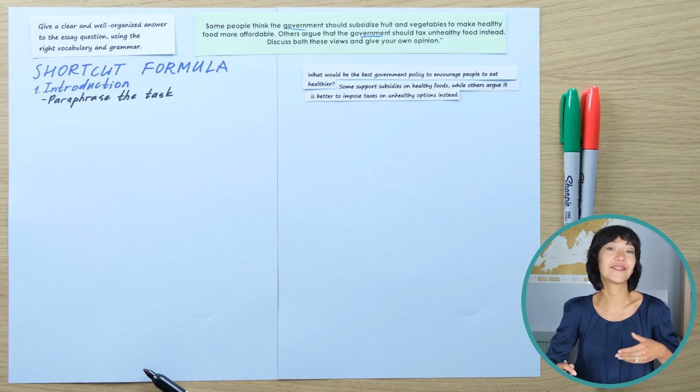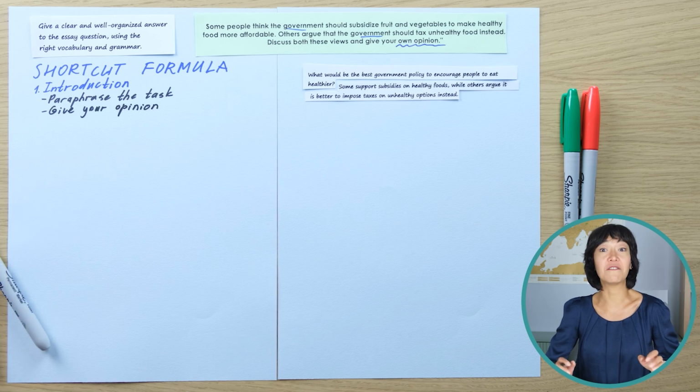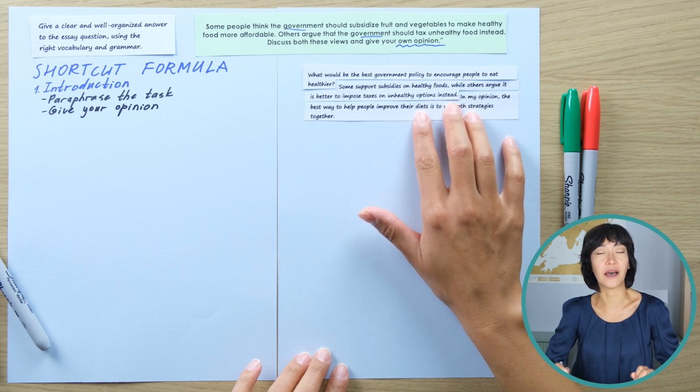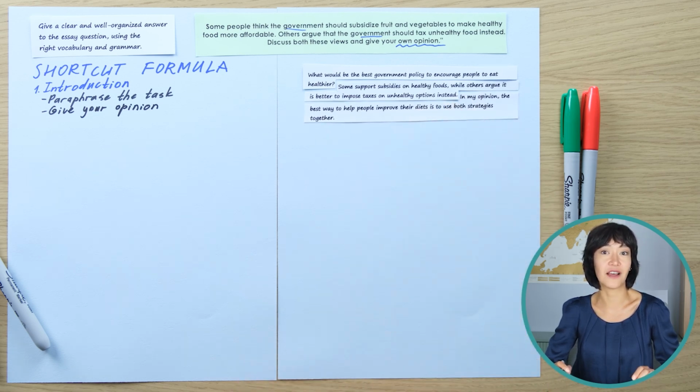This task asks for our opinion. So let me give my opinion directly. In my opinion, the best way to help people improve their diets is to use both strategies together. Some students avoid giving their opinions in the introduction because they think it's too early. Maybe that's how you are taught to write essays at school. But in IELTS, our essay is just 4 paragraphs long, so keep it simple. Actually, all the former examiners I've discussed it with prefer it this way.